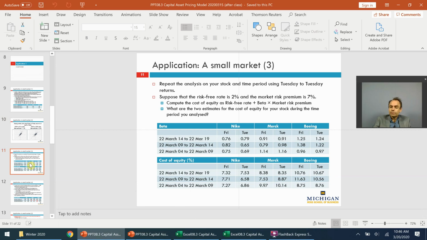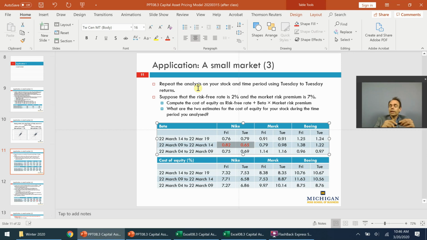What the figure table shows is that the Nike estimate for beta, depending upon whether you used Tuesday or Friday returns, could vary substantially in one particular time period. Look at these two numbers here: 0.65 and 0.82, depending upon whether you chose Friday to Friday as your definition of a week or Tuesday to Tuesday as your definition of a week.